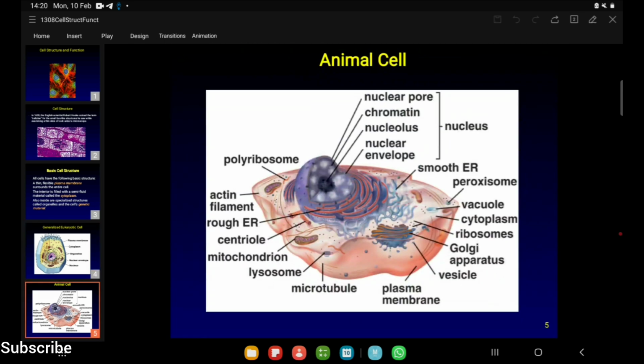Next is the animal cell. This is also a very important diagram for neat preparation. It contains polyribosome, actin filament, centriole, mitochondrion, lysosome, microtubules, plasma membrane, and every one has a different function.